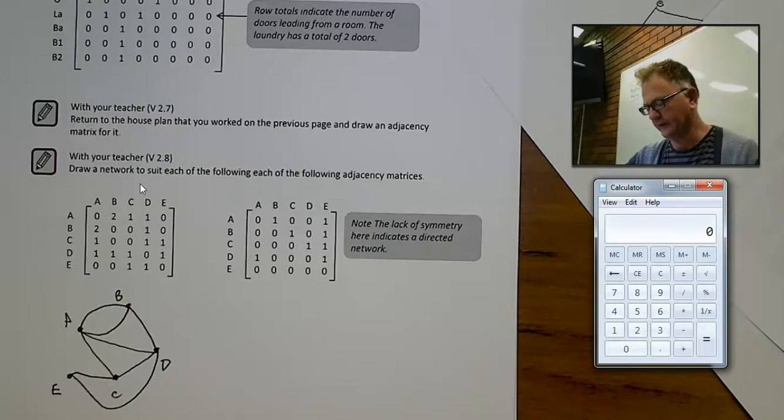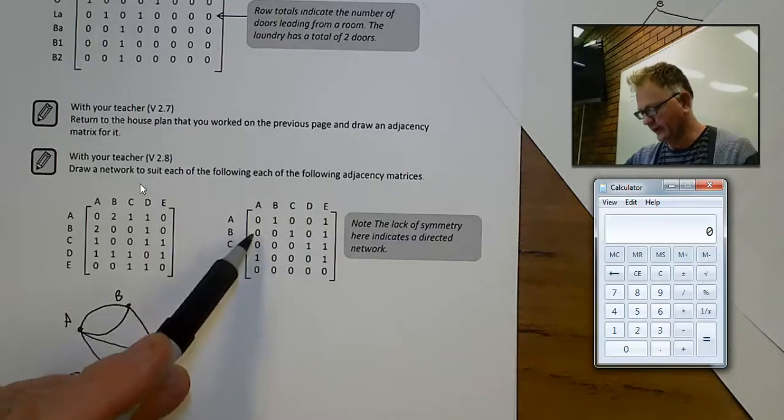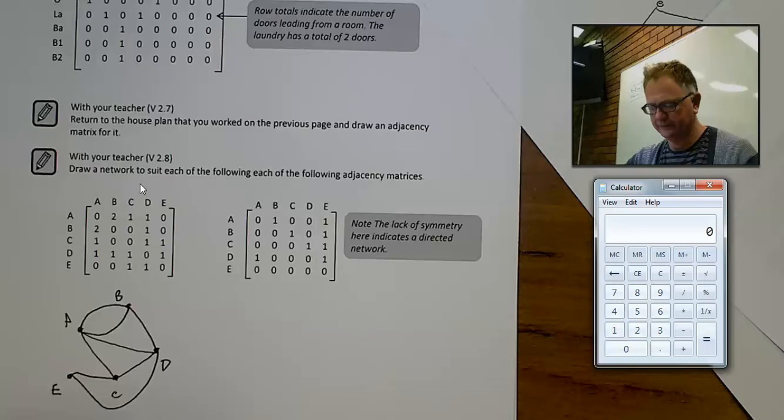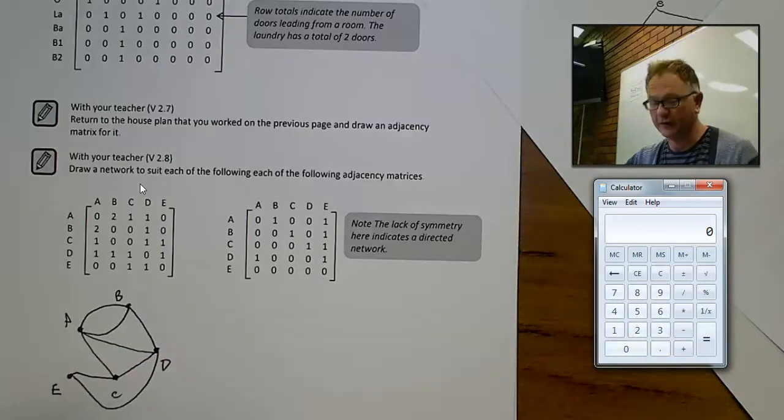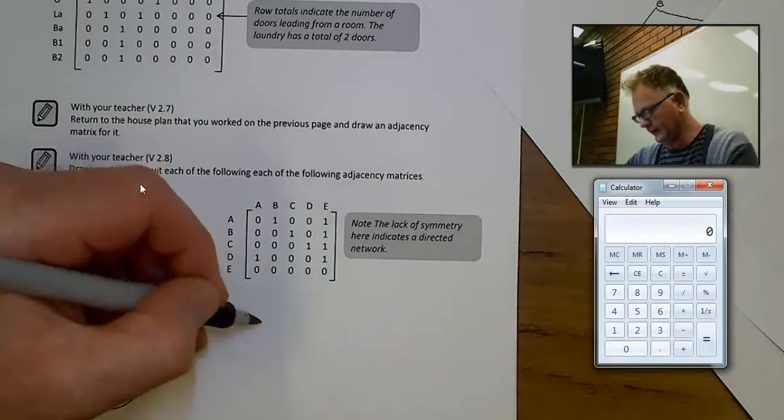Let's have a go at the next one. Now with this one, if you have a look at it, you'll see a lack of symmetry. Row A is not the same thing as column A, and you'll find the similar throughout the rest of it. So for that reason, this is likely to be a directed network. So we'll indicate things with arrows. Let's put down some points.